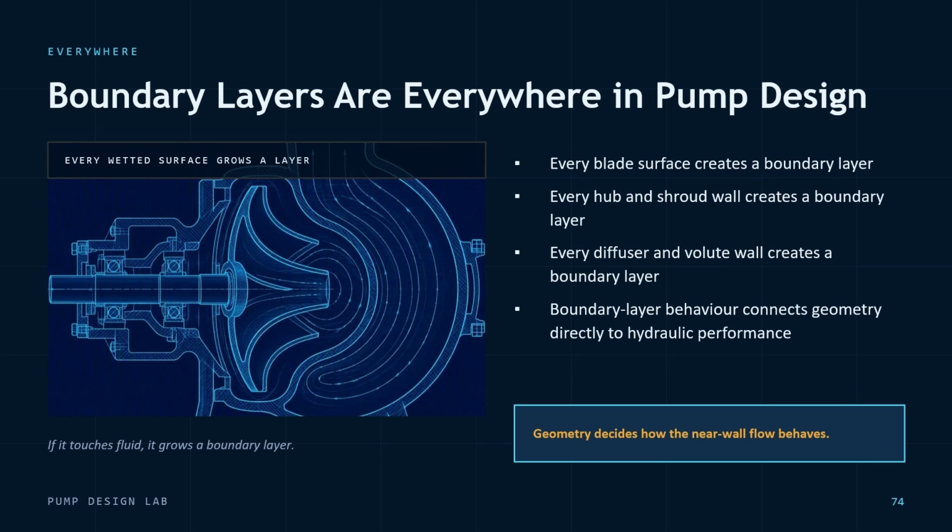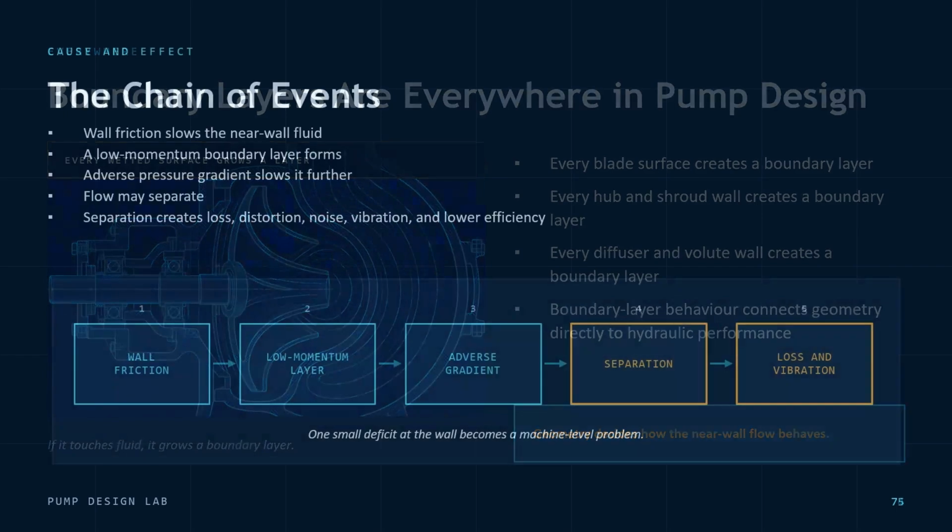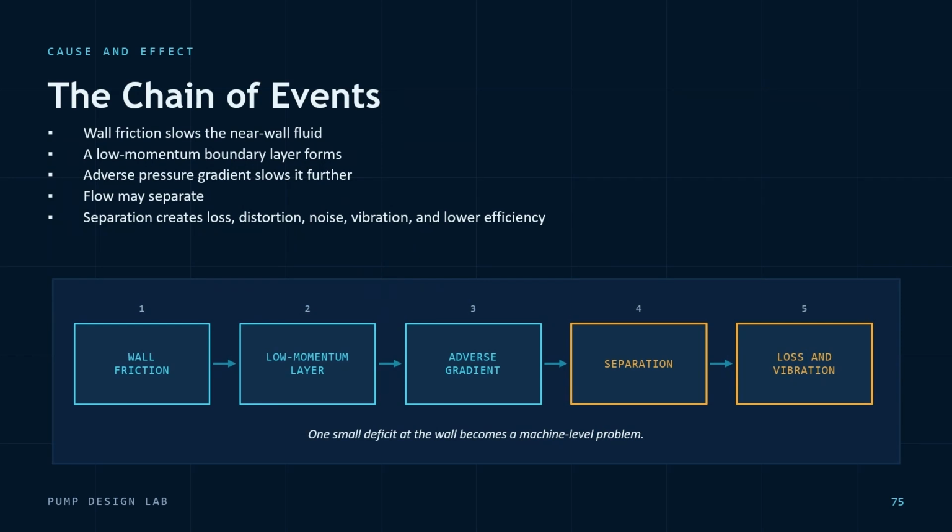The chain of events. The chain is straightforward. Wall friction creates slow near-wall fluid. That fluid contains less momentum than the outer flow. If the passage creates a strong adverse pressure gradient, the slow fluid loses forward motion. Separation follows. Then recirculation, pressure loss, non-uniform velocity, noise, vibration, and lower efficiency can appear. This chain explains why real pump design is more demanding than simply calculating theoretical Euler head.